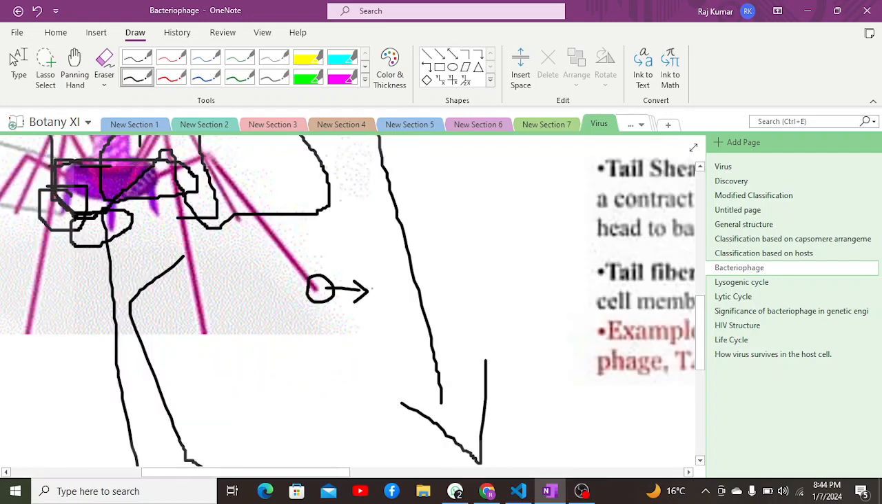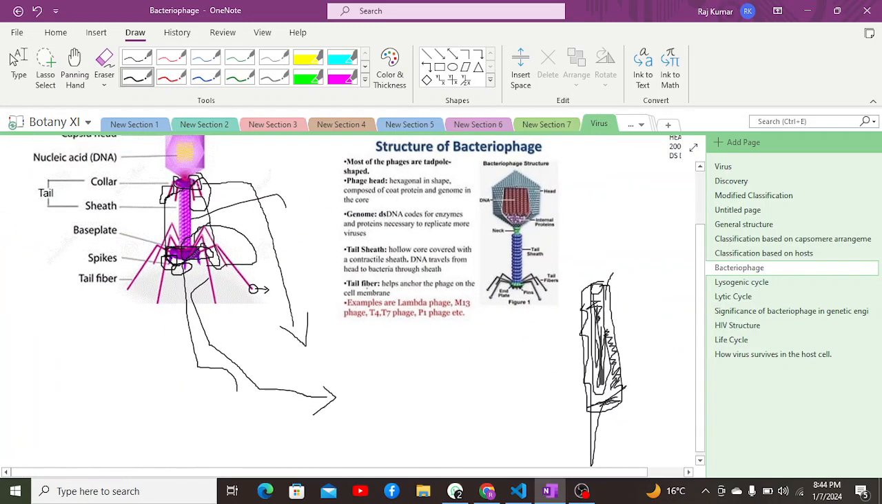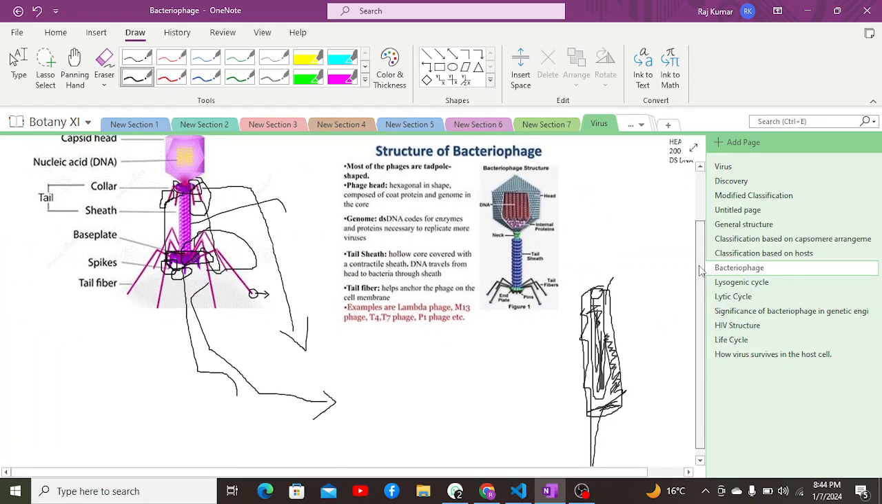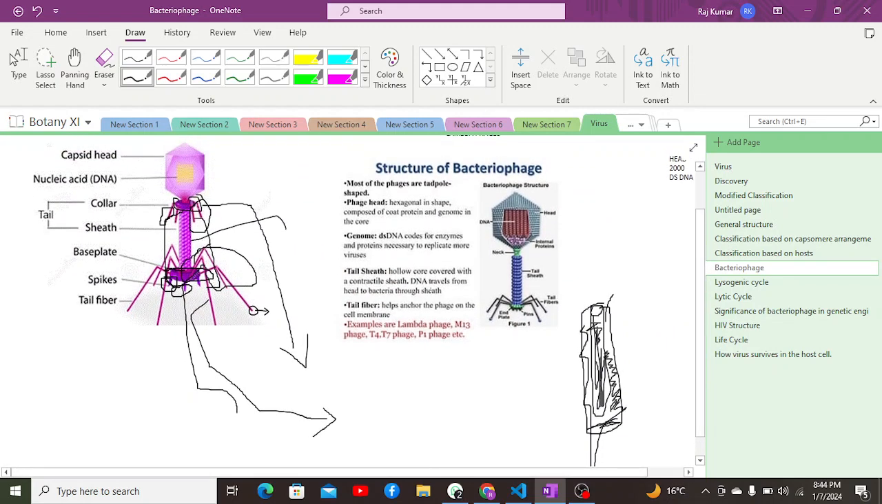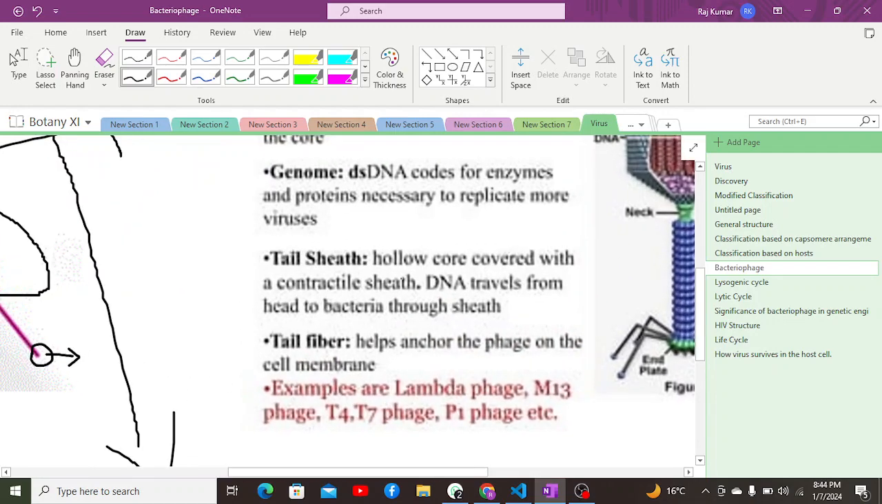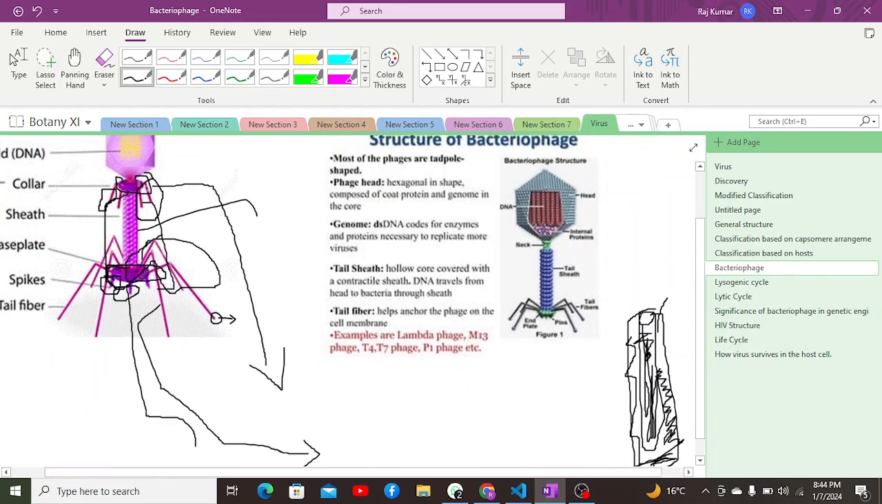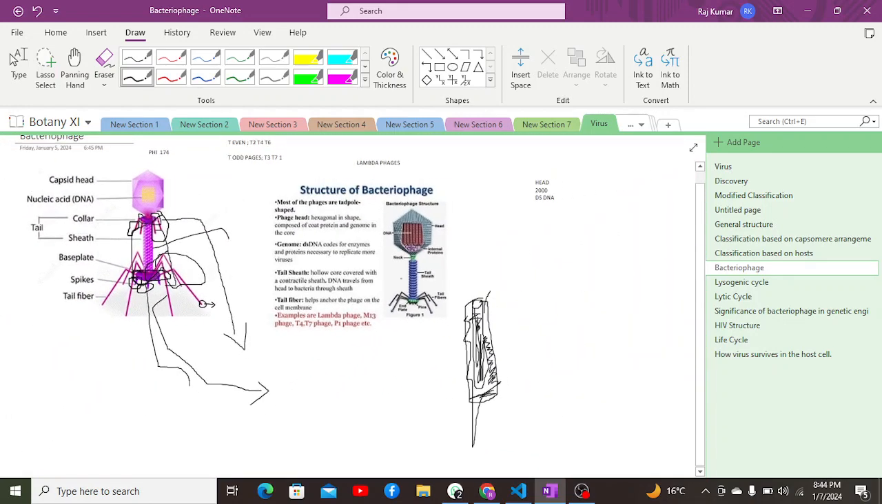And hopefully we are going to discuss all this in the lysogenic and lytic cycle. So this is how the basic structure looks, and we can also call these tail pins spikes.